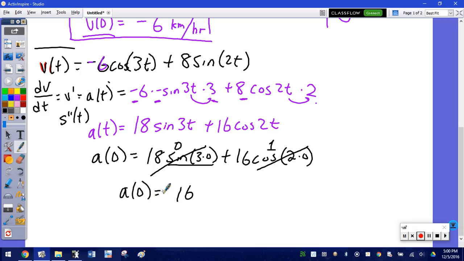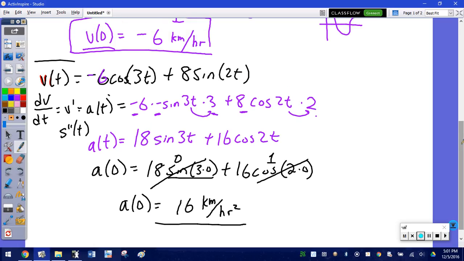So remember, this is the rate of change of velocity, the derivative of velocity, or the second derivative of position. There's a couple of ways to think about this. One thing I'll encourage you to remember is that the second derivative is going to have a double unit of time. So kilometers is our distance per hour squared. So there's our two answers: 16 kilometers per hour squared, and up top, -6 kilometers per hour.